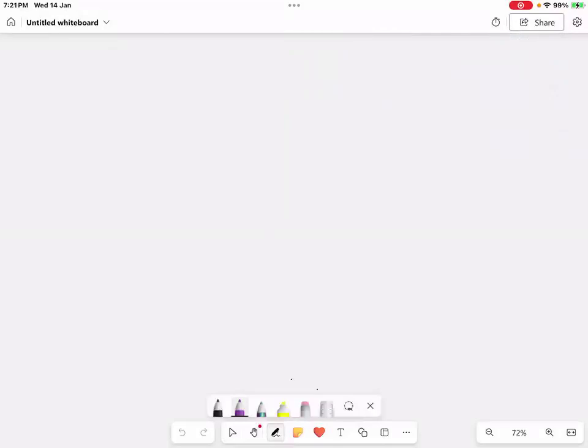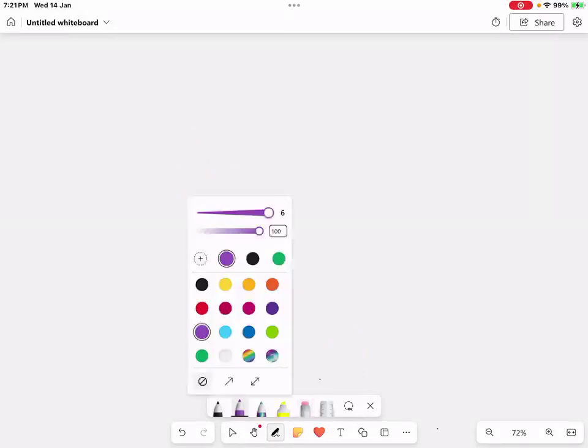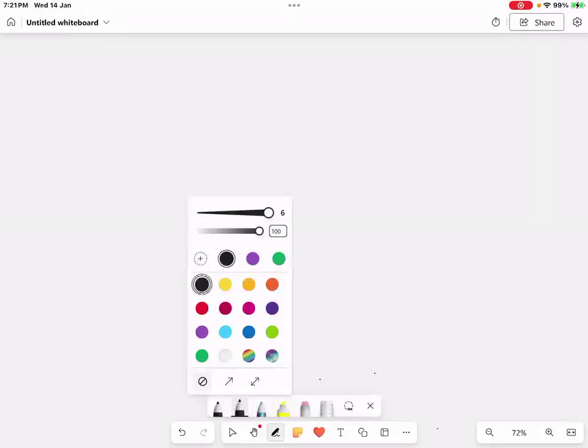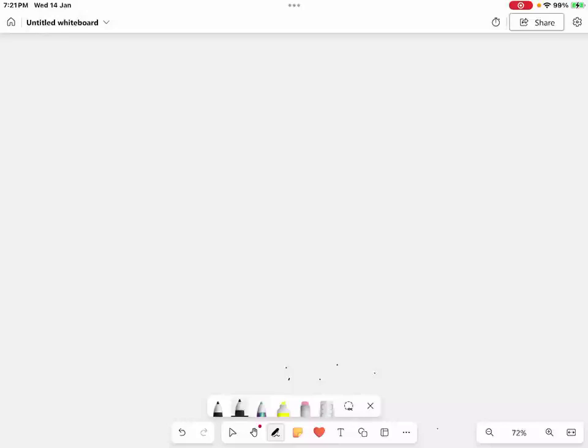I don't know what's going on with my screen. I've reset the screen, but it just keeps giving me this. All right, so hopefully it's working now.